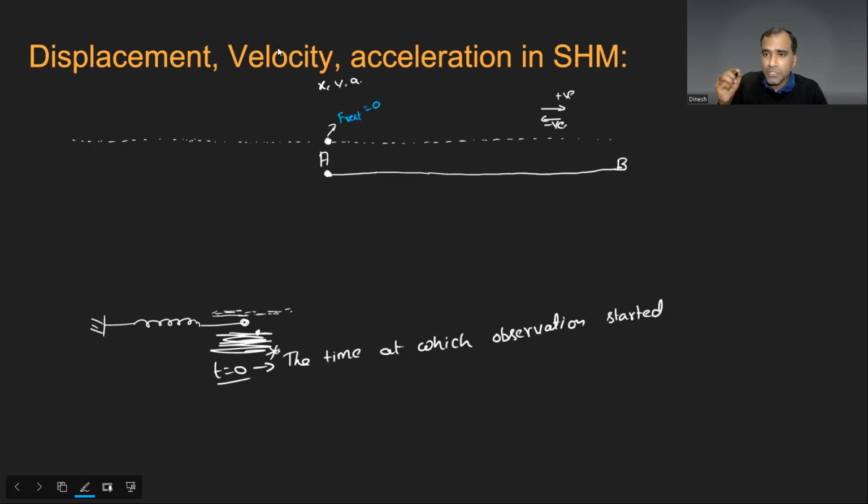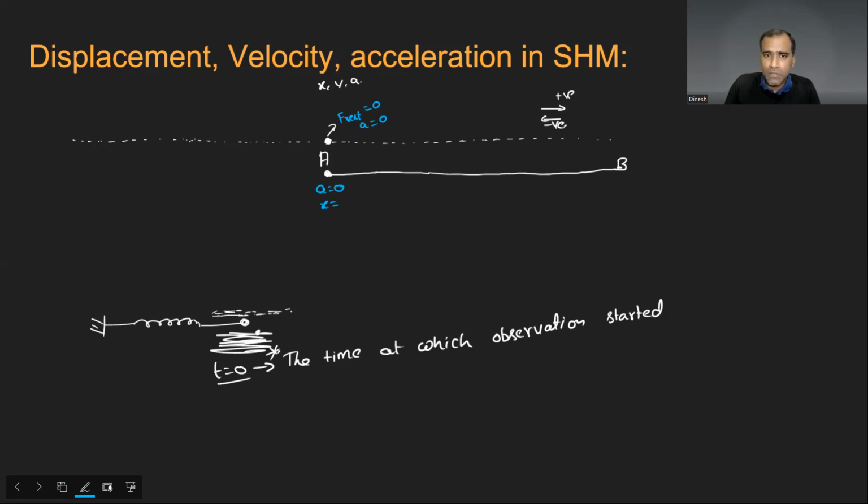Restoring force is 0. No, equilibrium position means it might be under the influence of forces, but the net force on it is 0. Net force, acceleration is 0. Restoring force is 0 means this force is what creates acceleration. Force creates acceleration, so acceleration should be 0. So at this point, acceleration is 0. And how much is the displacement? Can you tell me?